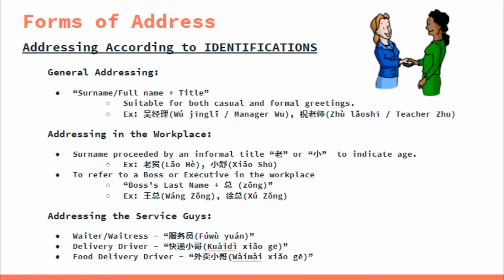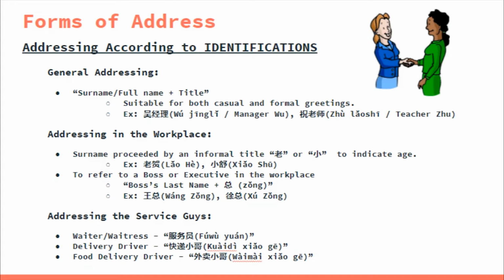Addressing in the workplace. When talking to other individuals in the workplace, their surname will be preceded by an informal title, either 老 or 小 to indicate age. For example, 老后 and 小时. When referring to a boss or executive in the workplace, we take their last name and follow it with 总. For example, we can refer to someone as 王总 and 巨雄.